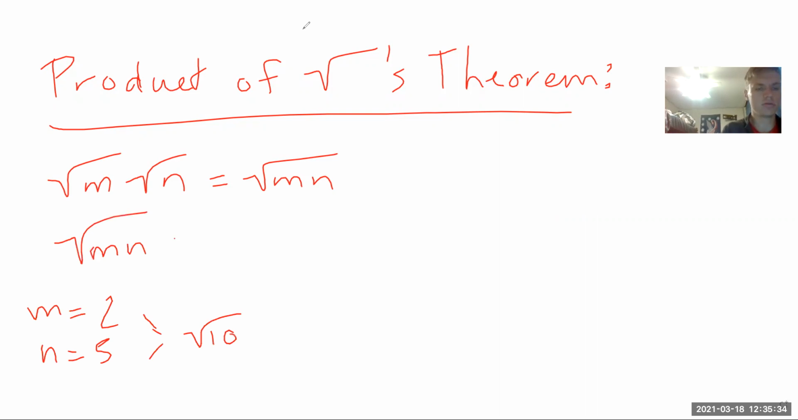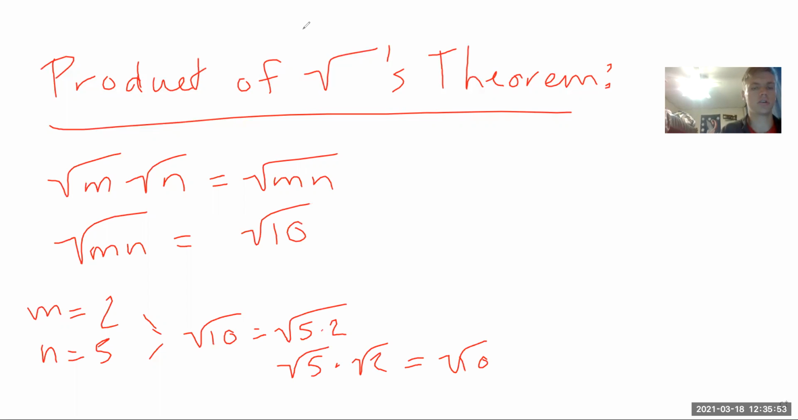And so what they're saying we can do is break these up. The multiplication becomes almost like you can split it. You can take the square root of 5 times the square root of 2, and this becomes the square root of 10. So you can just combine these two things.